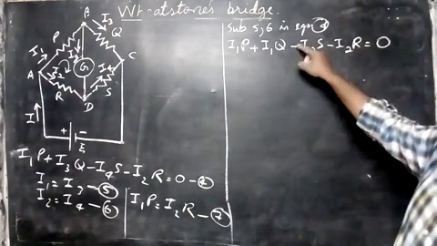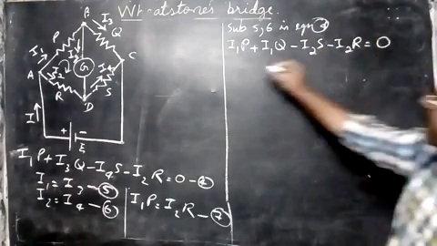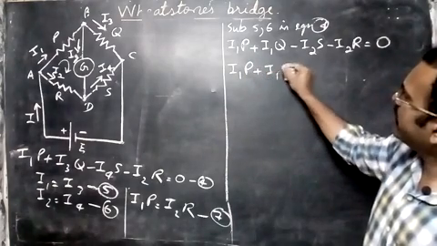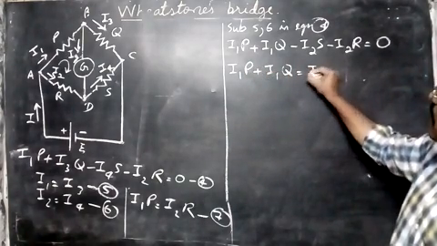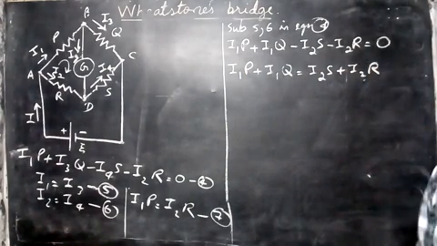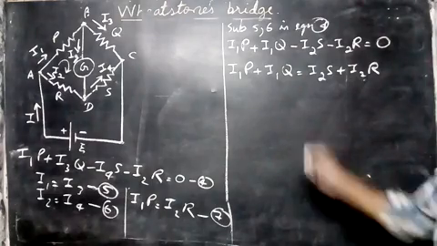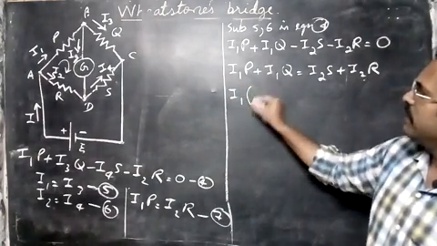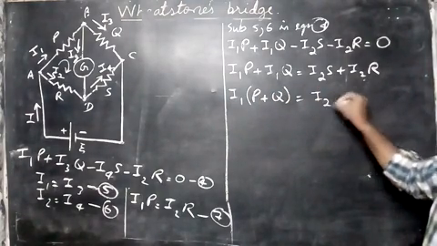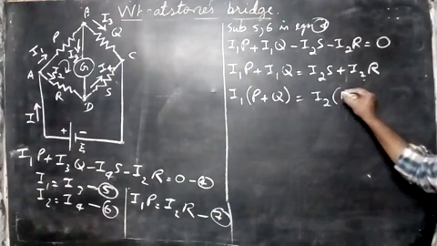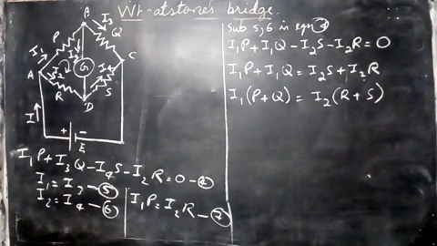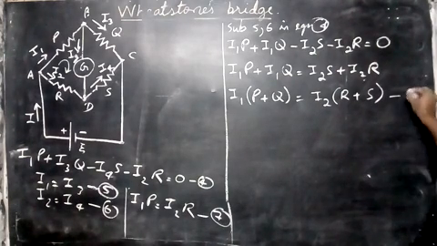So what I do now, I'll take all the minus terms to right side, it will become plus. So we get here I1 into P plus I1 into Q is equal to I2 into S plus I2 into R. Okay. Now what we do, we take all the I1 terms together. So I1 into P plus Q is equal to, this side we have I2 common, so I2 into R plus S, you can also write S plus R also. Okay, S plus R you can write as R plus S also. Okay, both the same only. So this equation I named as equation number 8.